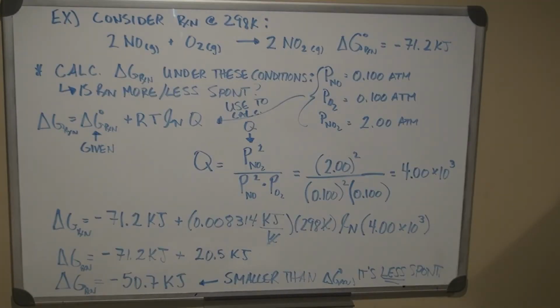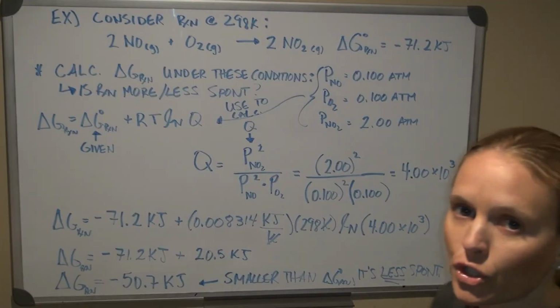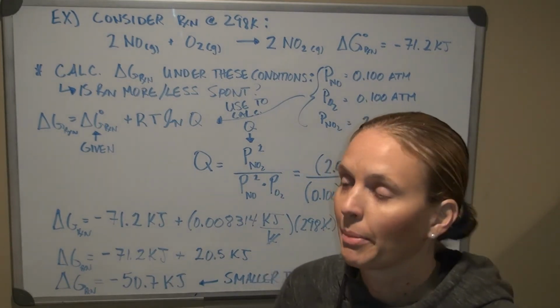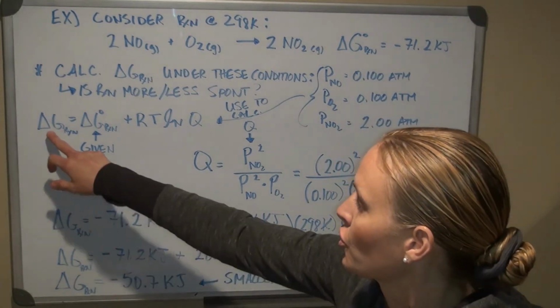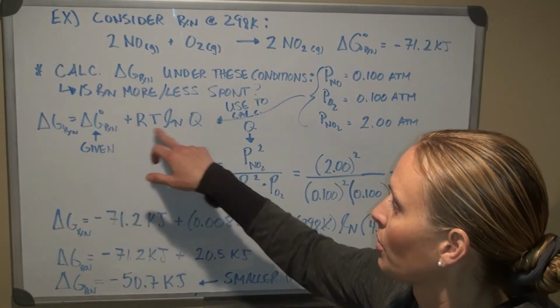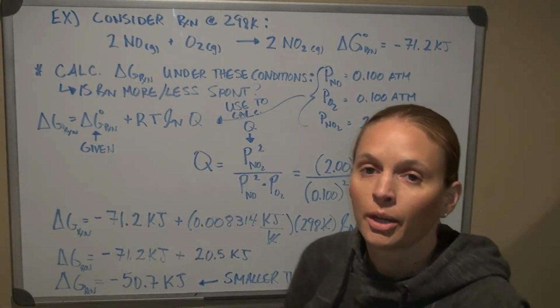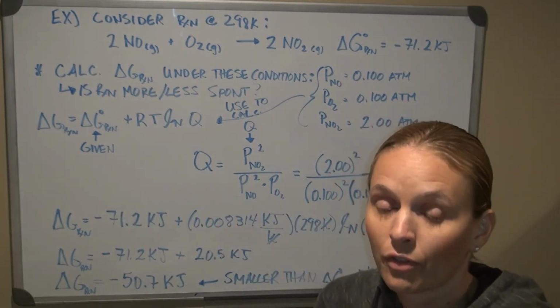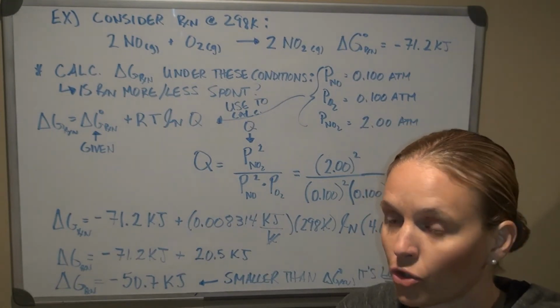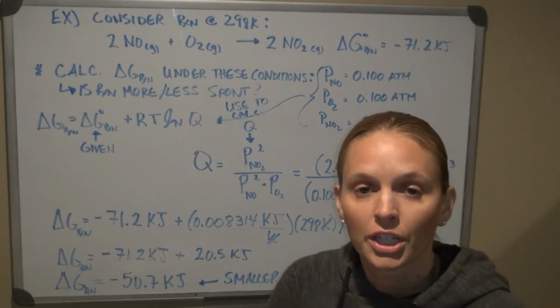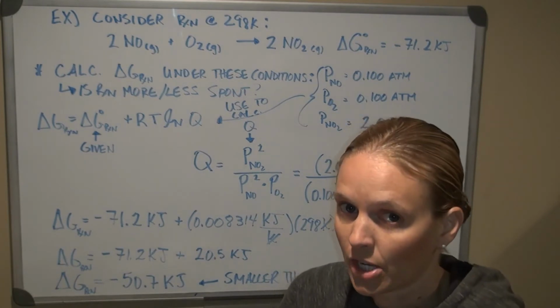All right, so now we're going to take a look at a problem where we have to use the new equation that we were talking about, where we have delta G is equal to delta G naught of a reaction plus RT ln of Q. And we're going to use this equation whenever we're calculating the Gibbs free energy for a reaction under conditions that are not at standard state.